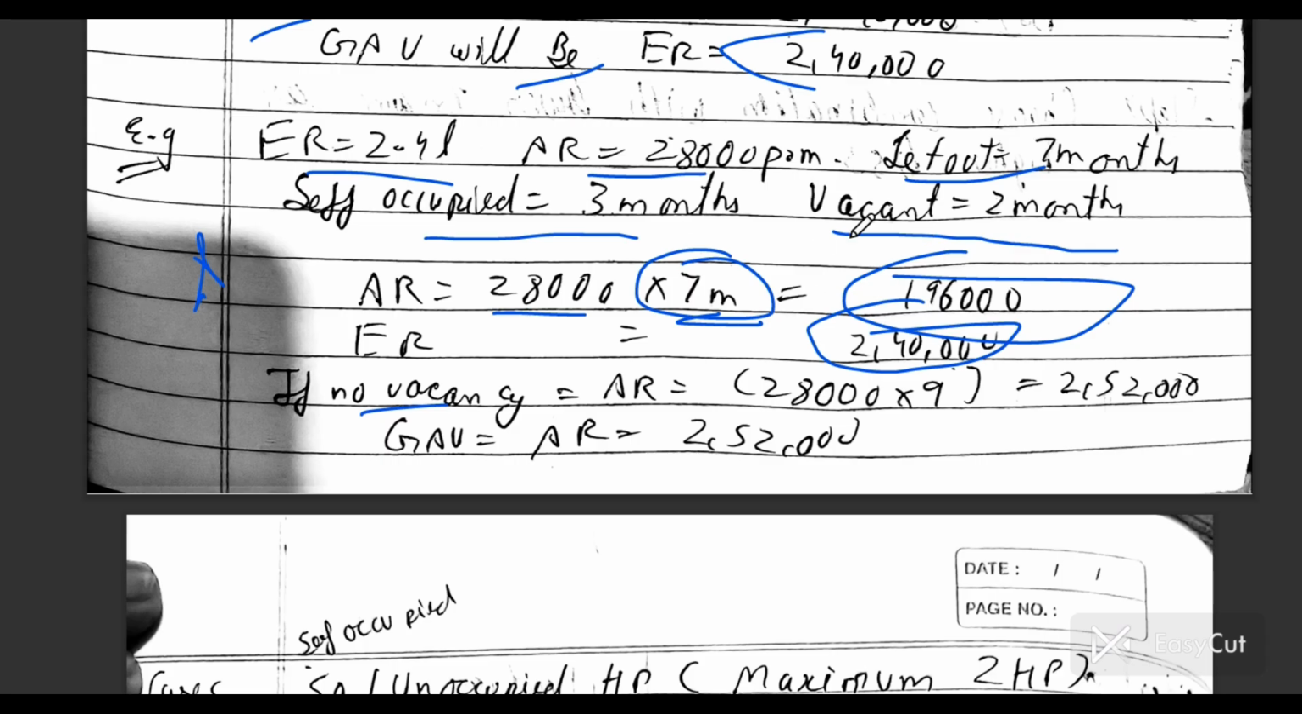You will consider vacancy as 5 months, but you don't have to do this. The property is vacant only for 2 months, and the remaining 3 months it is self-occupied. Then if there is no vacancy, what will be the actual rent? 28,000 into 9, that is 2,52,000. And what will be our GAV? That is our actual rent, not our expected rent of 2,40,000. The most important part is that you have to consider the vacancy of 2 months plus 7, only 9 months, not the whole 12 months.